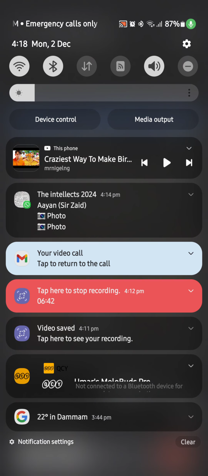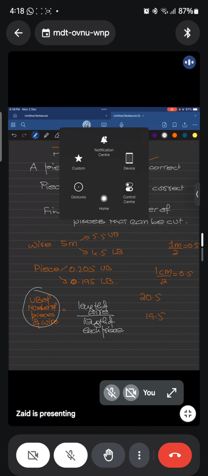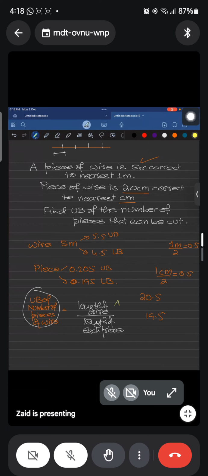Okay. Now I'm supposed to get the upper bound of the fraction. When am I going to get the upper bound of the fraction? When I have a greater numerator and a smaller denominator, isn't it? Getting or not? Yes, sir. So what should I do? 5.5 divided by 0.195. Yes, very good. Okay, divide and get the answer, please.